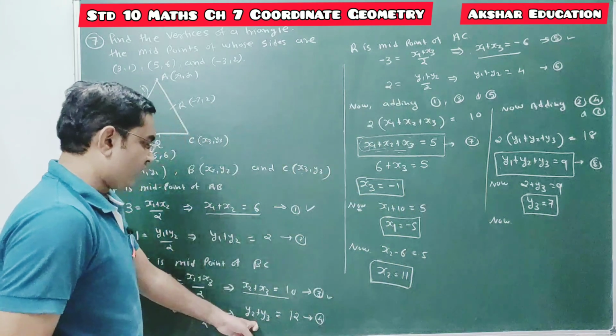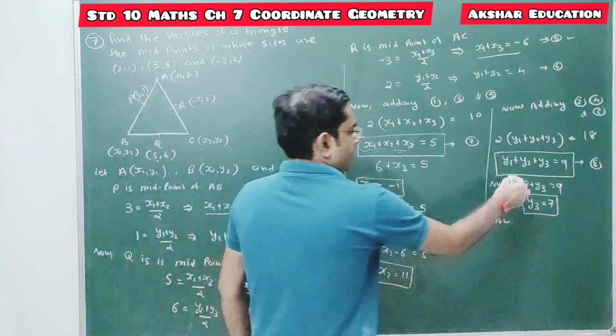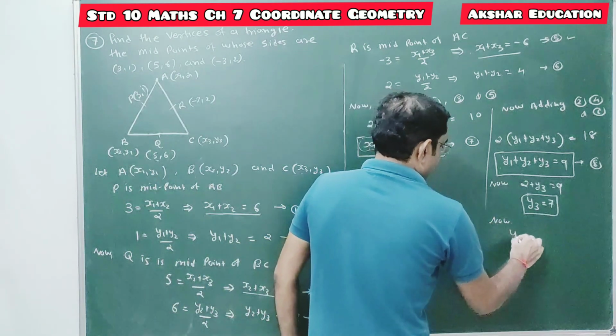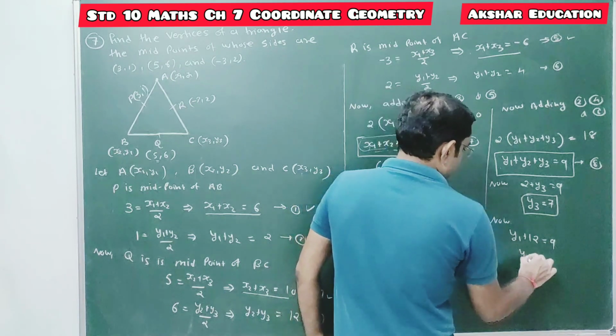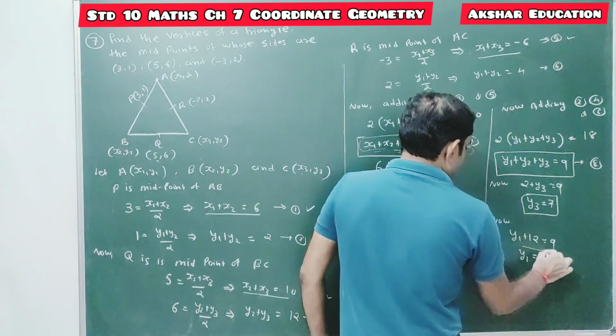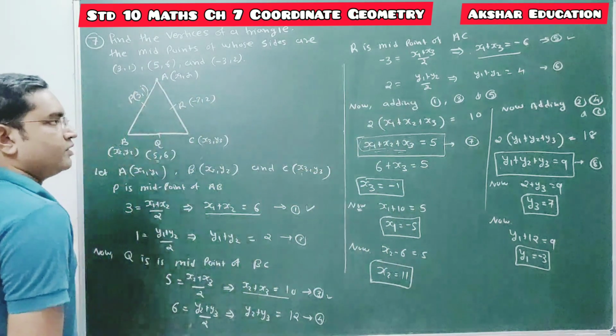Equation 4 is y2 plus y3. y2 plus y3 is 12. So we are having y1 plus 12 equal to 9. Therefore value of y1 is minus 3. Now last value of y2 is required.